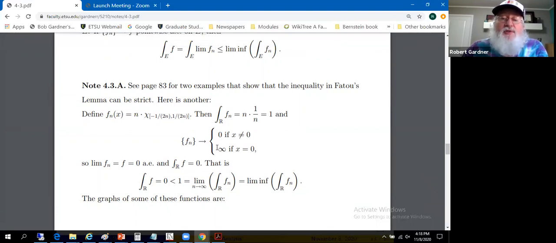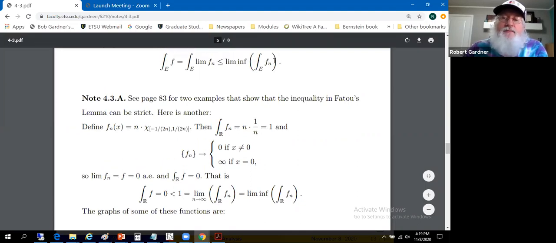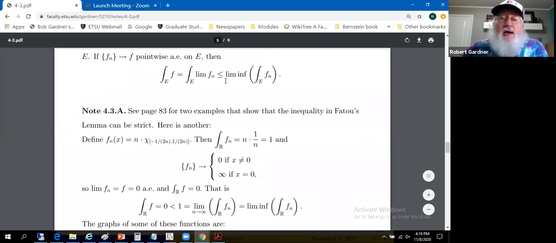F sub n approaches a function that's 0 except at 0. At 0, it takes on the extended real number infinity. In other words, the limit is 0 almost everywhere. So the integral of the limit function f is 0. That's strictly less than 1, which is the limit of the integrals, if you want to compare it to Fatou's lemma. So what's going on here is we got a strict inequality, because the left-hand side is 0 and the right-hand side is 1 for this example.